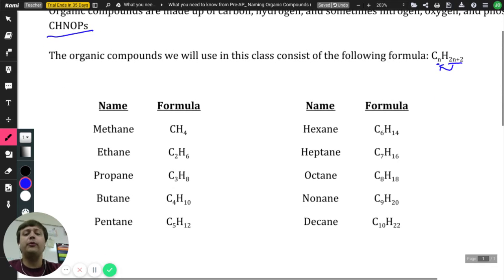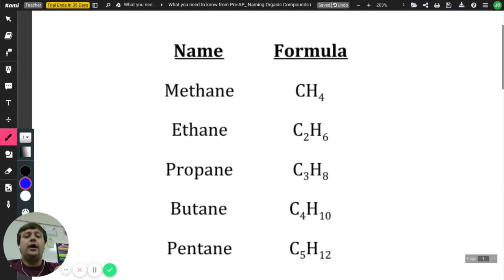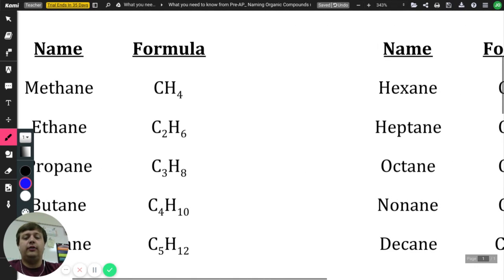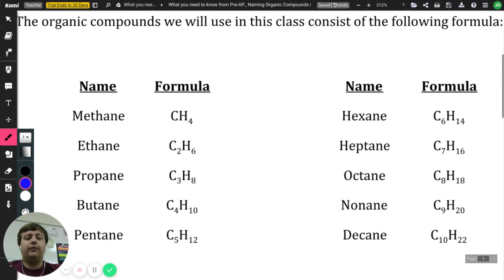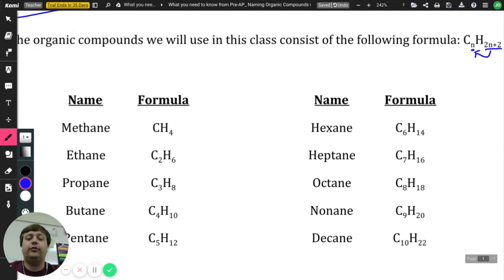Okay, so here would be our list of those organic compounds. So you've got methane, ethane, propane, butane, pentane, hexane, heptane, octane, nonane, and decane. These are the main ones that you need to know, okay?